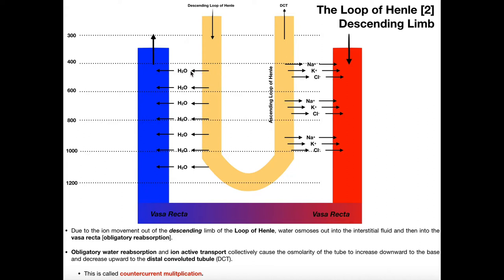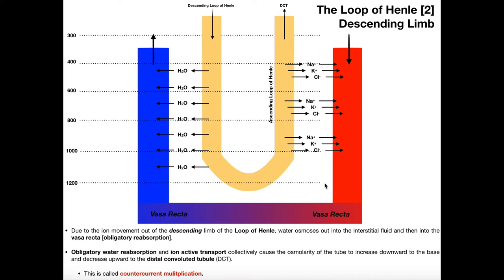Rather, it's the descending limb of the loop of Henle where water is going to move through. Okay, so again, in this interstitial area, you have a high concentration of these ions. So water is going to move out to follow that salt. Okay, so the second thing to happen is that this water is going to osmose from the descending limb into the interstitial area, and then, of course, eventually it will go into the blood supply, into the vasa recta, and then will be ultimately moved into the general circulation.